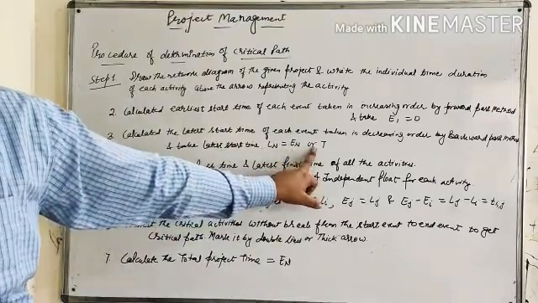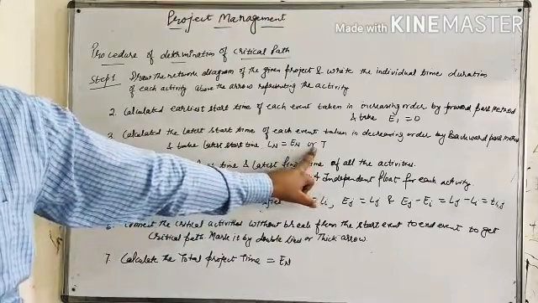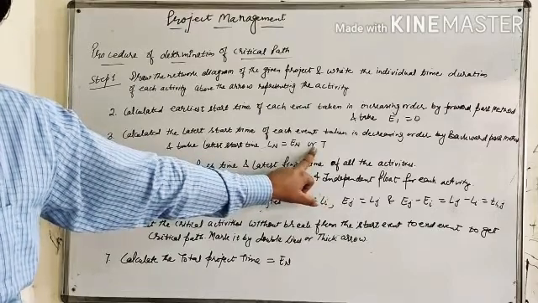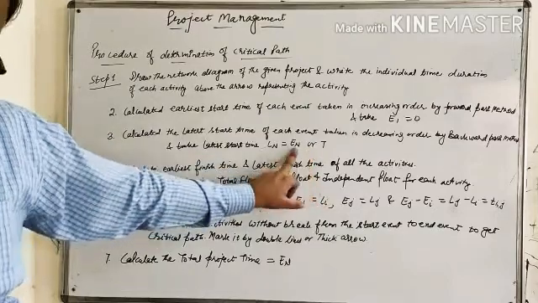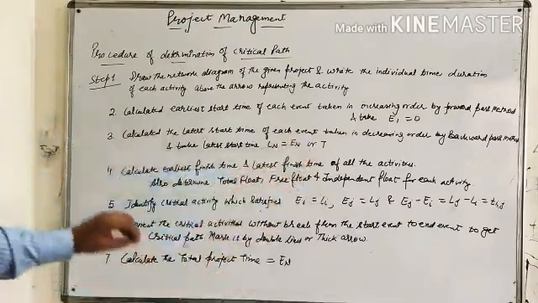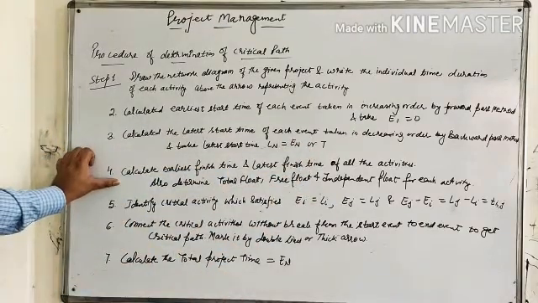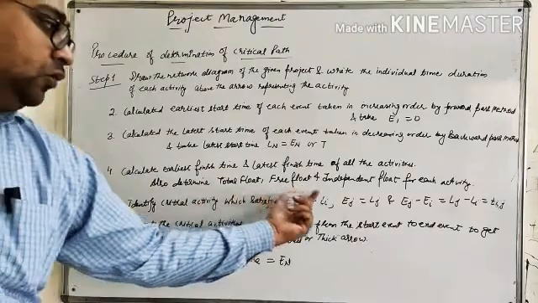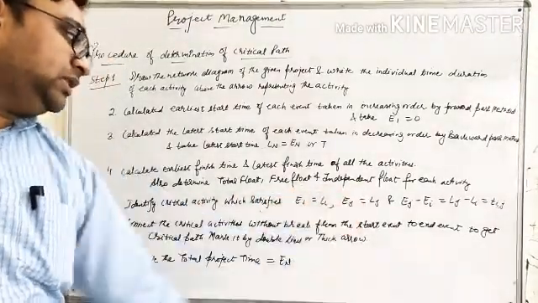That is, if capital T is given, then we have to take capital T, otherwise it equals En. Capital T means project completion time, if it is already given. Now calculate the earliest finish time and latest finish time of all the activities. Also determine total float, free float and independent float for each activity.